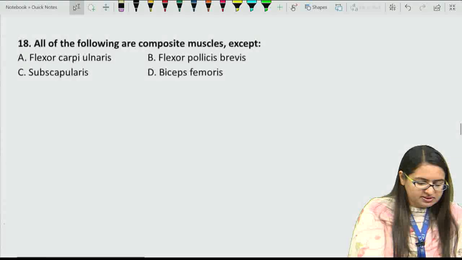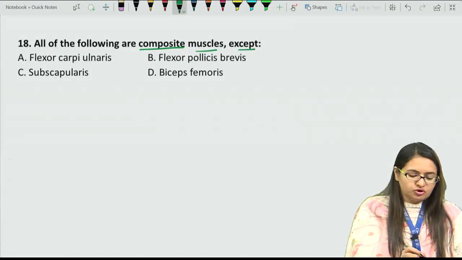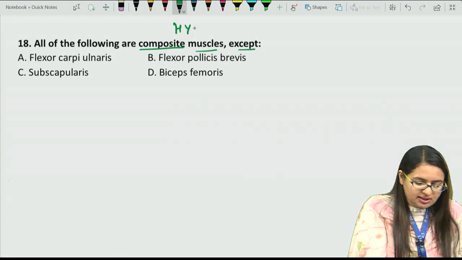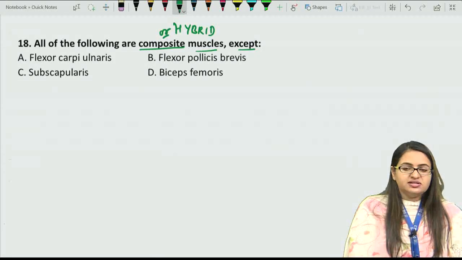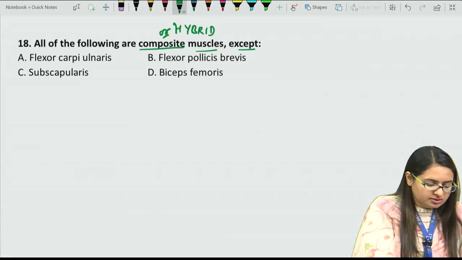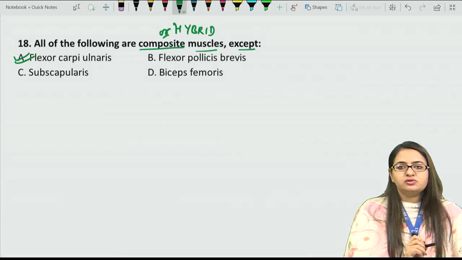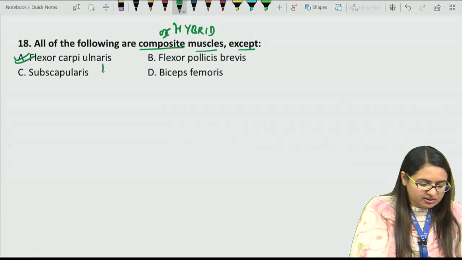Question number 18 says that all of the following are composite muscles except. Now when we talk about the composite muscles, also known as hybrid muscles, these are the muscles which have dual nerve supply, and if we see in this, the answer for this question is A, because this is the only muscle over here which is supplied by a single nerve, that is the ulnar nerve.